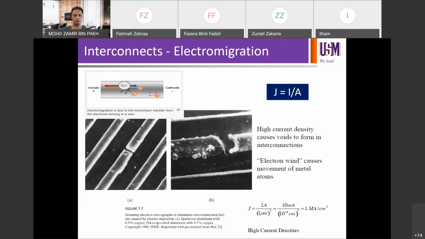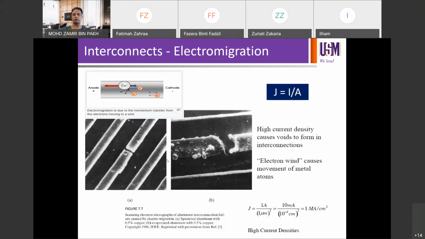Okay. So the atas you can see electromigration is due to momentum transfer from the electrons moving in a wire. Electrons moving are causing current to flow in the opposite direction. The movement of the electrons and the momentum transfer from the electrons move the copper atoms or the aluminum atoms or whatever atom that makes your contact, right?